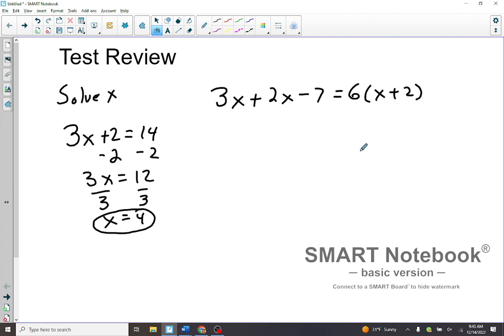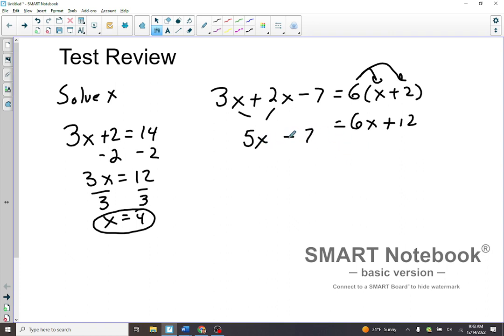So you do distribute first. So I'm going to distribute this. So 6x plus 12. For these, I'm going to combine like terms. Please don't make the mistake of doing minus 2 on both sides. That's a common mistake because you're all thinking, oh, I got to move things to the other side. These are on the same side, so you just combine them like terms. So this becomes 5x minus 7.